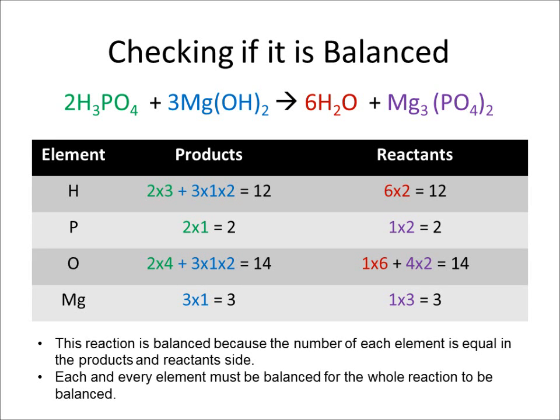Let's say someone gives you this equation and says, hey, is it balanced? Well, what you do is you go element by element and just check. So what elements are in this? Well, there's a hydrogen, right? So there's at least hydrogen. Phosphorus, oxygen, magnesium. Okay, I think that's all of them. So I'm just writing out all the elements.